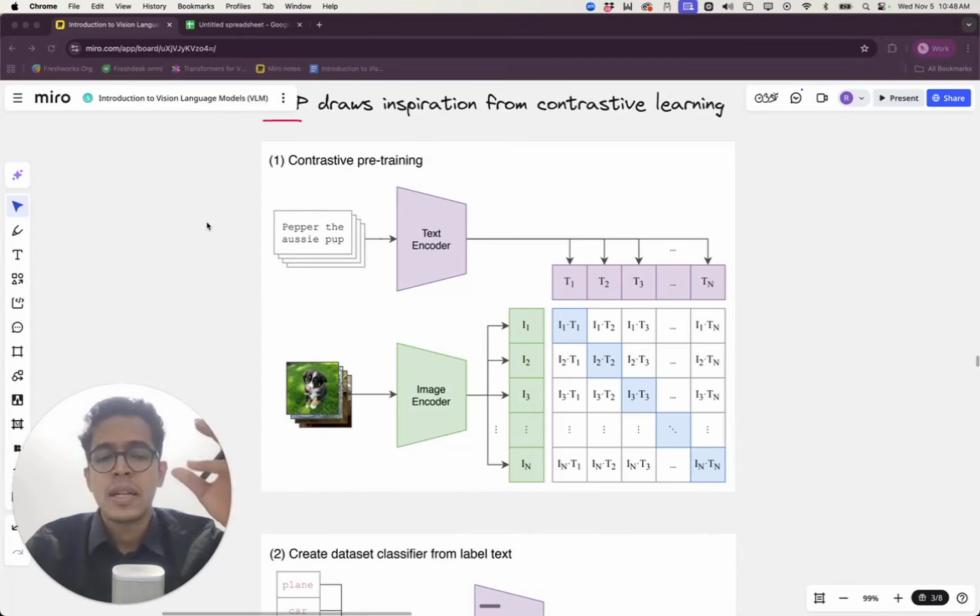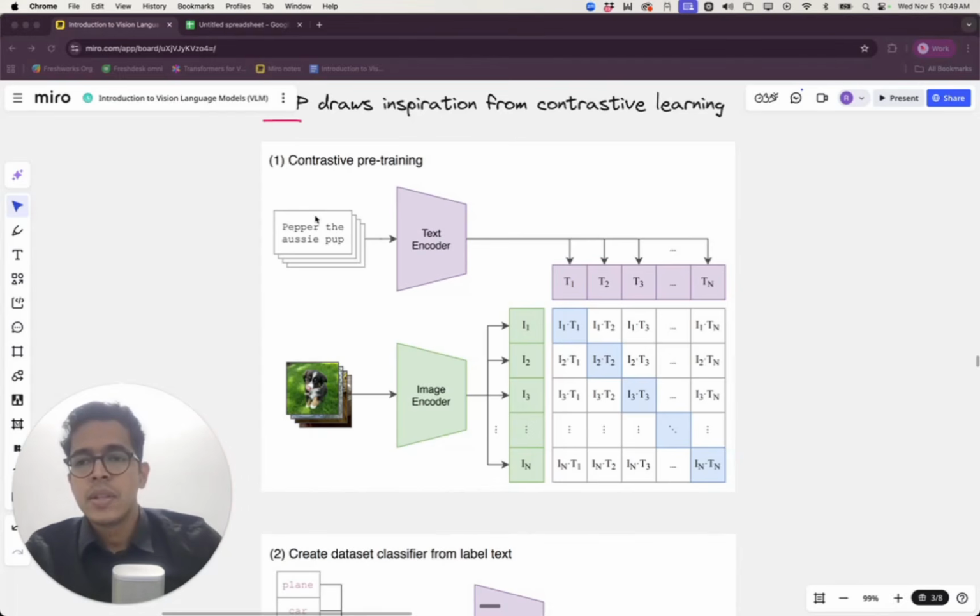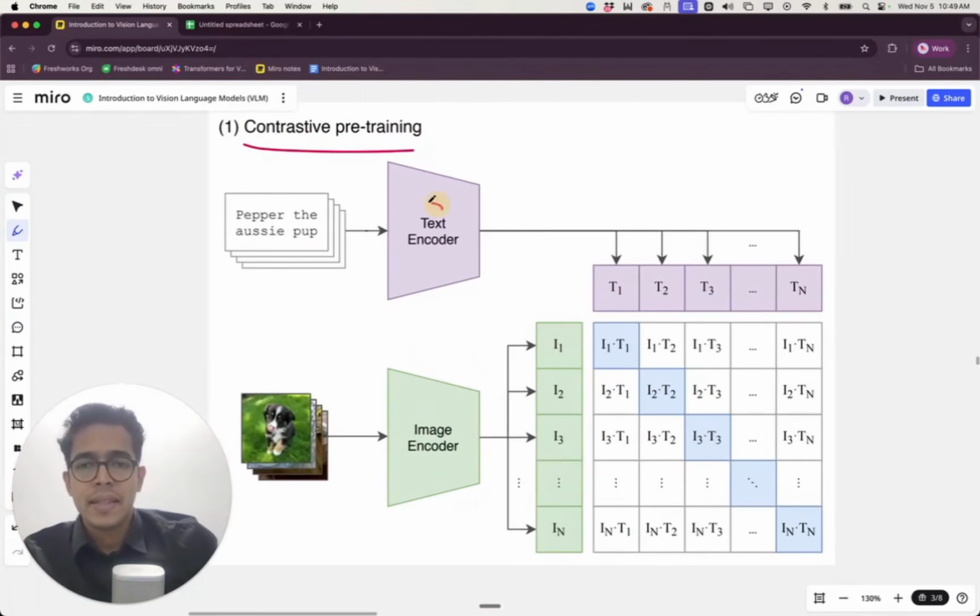So if the model sees the picture of an apple and a text that says apple, both of them should have similar representation. This figure is directly taken from the CLIP paper, and this is a very famous figure. If you simply search VLM, vision language model, in Google, it's very likely that this will be one of the figures that will pop up at the top. And here what you see is you have a text encoder and you have an image encoder.